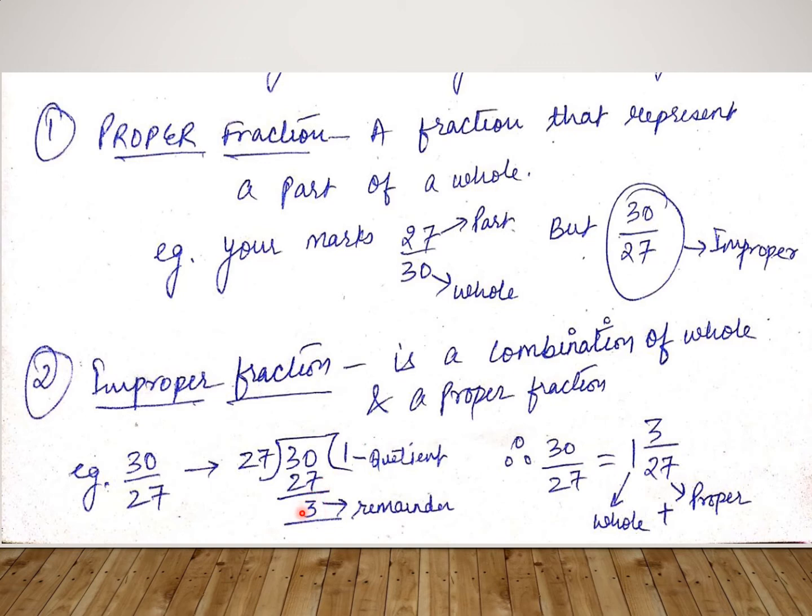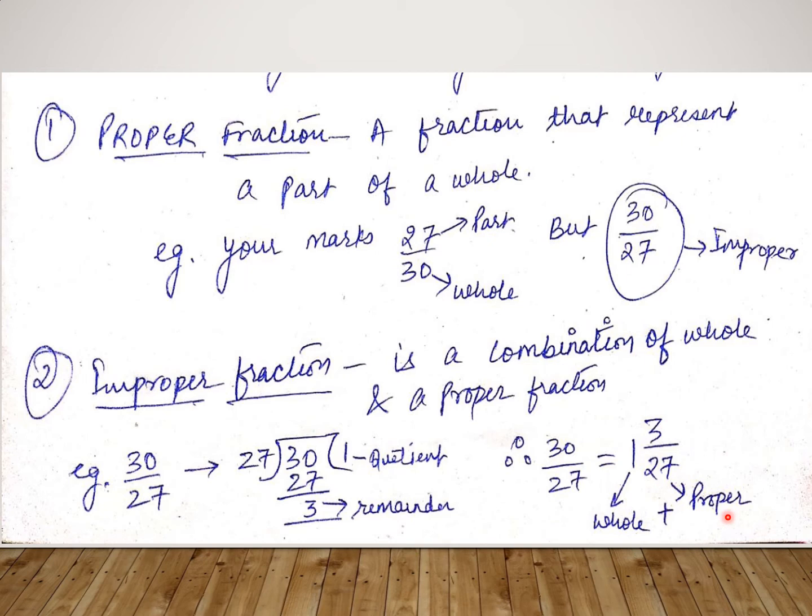Remainder is 3. I told you how to write the mixed fraction. First we write the denominator, 27. Then we write the quotient in front, like this, 1. Then we write the remainder above. So it is the mixed fraction. As the definition says, it is a combination of whole and proper fraction. You can see this 1 is the whole and this 3 by 27 is the proper fraction.